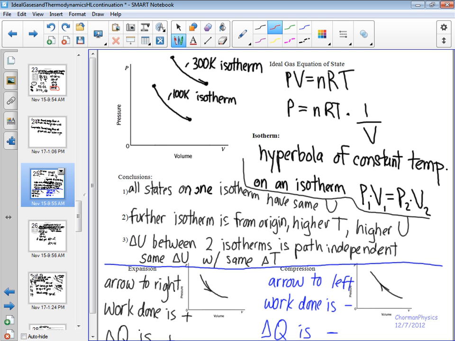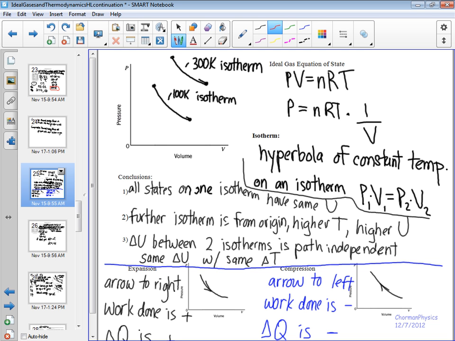The further the isotherm is from the origin, the higher the temperature, the higher the internal energy, all right? And the change in internal energy between two of these lines, okay, is path independent. Remember that change in internal energy doesn't matter as long as we have the same delta T, okay? Going between the two of them doesn't matter which pressures and volumes we occupy along the way.